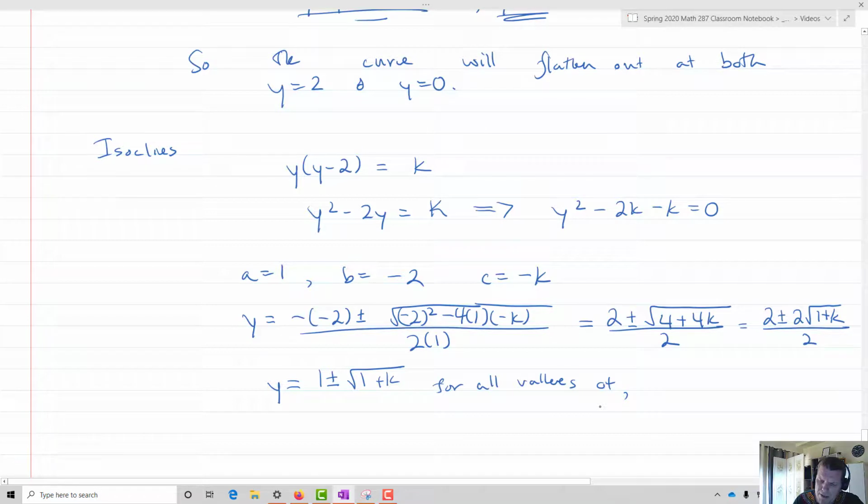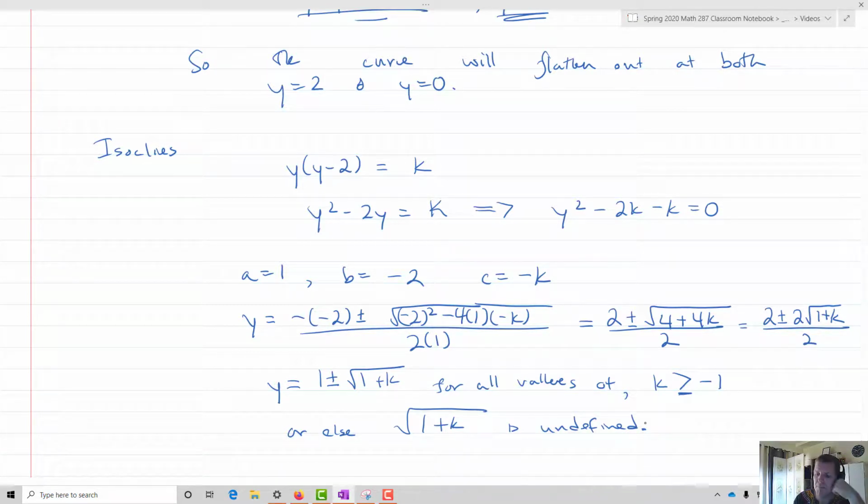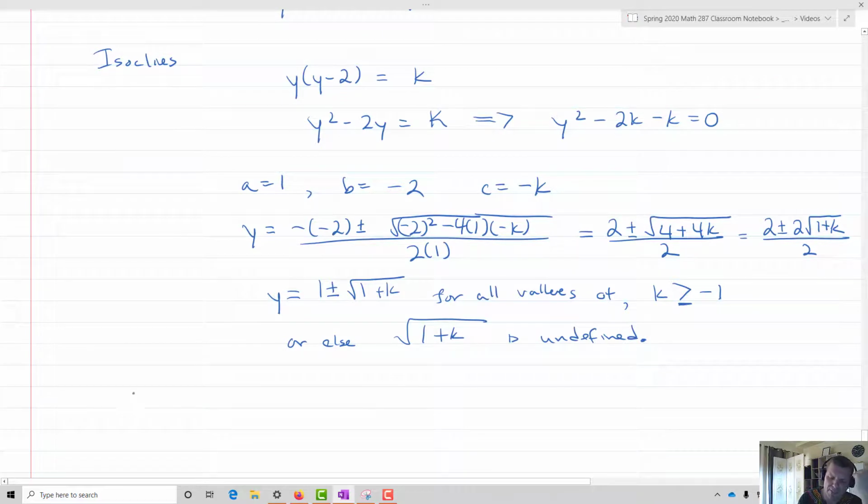So for all values of k, what we are going to have is that k has to be greater than or equal to negative 1, or else the square root of 1 plus k is undefined. So basically what this is saying is that the slope of the differential equation never goes below negative 1. Otherwise, we end up with an undefined value. So that's our isoclines. And then finally, we're going to look at our concavity changes.